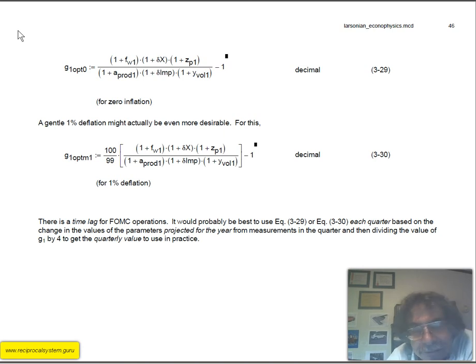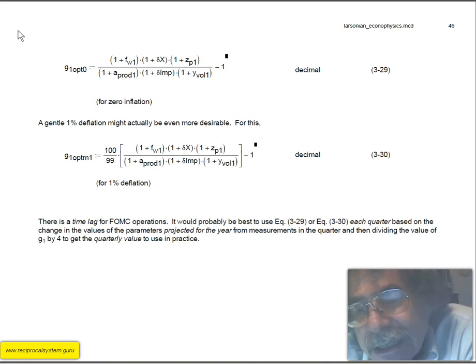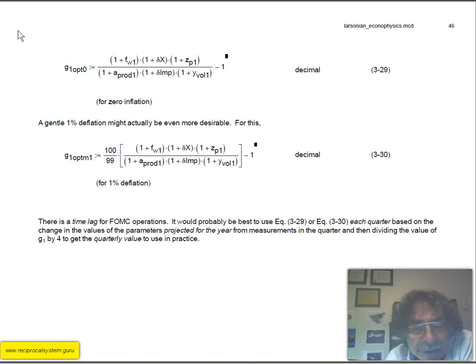That's for 0 inflation. I'm of the opinion I'd rather see a gentle 1% deflation, and I think that would be even more desirable because it would help with saving, which in the long term helps with investment, which in the long term helps productivity, which then raises the standard of living. So this is the value for G sub 1 optimal minus 1, the M1 is minus 1, equals 100 over 99 times that factor in the brackets, minus 1. That's for 1% deflation.